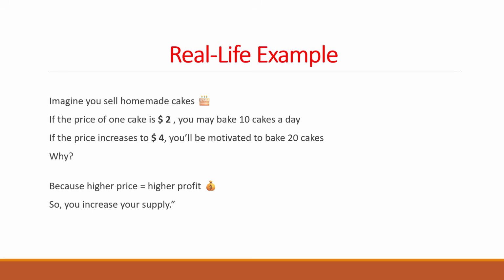So imagine you sell homemade cakes. If the price of one cake is $2, you may bake 10 cakes a day. But if the price increases to $4, you will be motivated to bake 20 cakes. Why? The reason is that the higher the price, the higher the profit. If the price is high, the profit will be high. If the price is less, the profit will be less. So when the price is high and the profit is more, you will increase your supply. You will sell more because you are getting more profit. This is what we are going to cover in the law of supply.